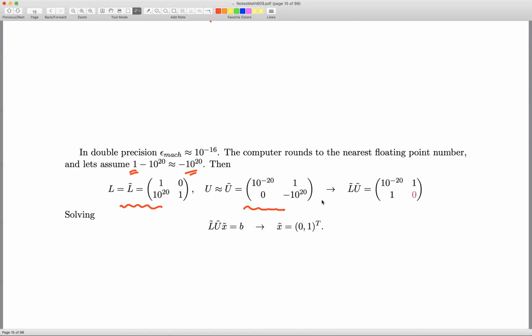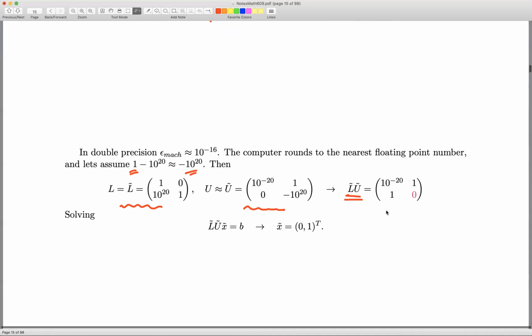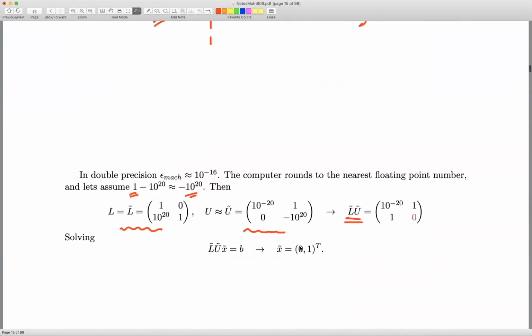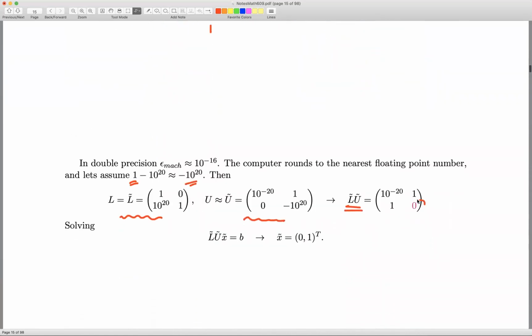And thus, when we look at the matrix L tilde multiplied by the matrix U tilde, we end up with a new matrix. This matrix is the same as the original matrix, with the only difference that this term here in the original matrix was 1, and this term here in the resulting matrix is going to be 0.